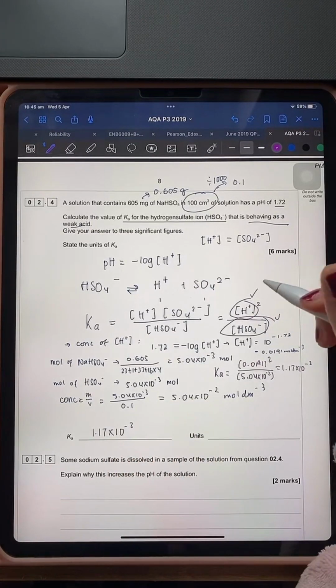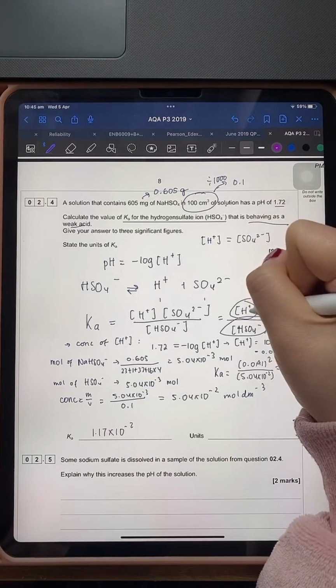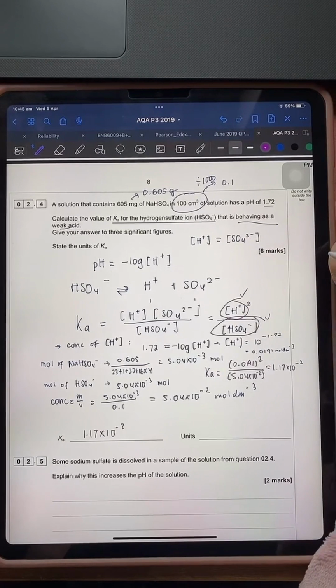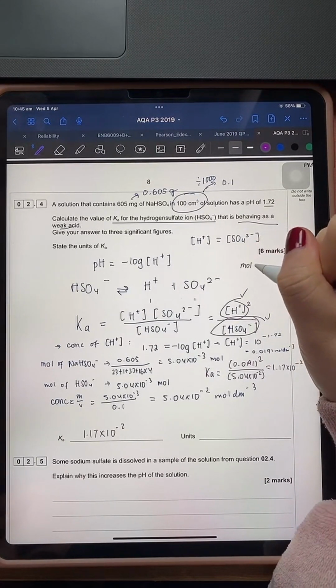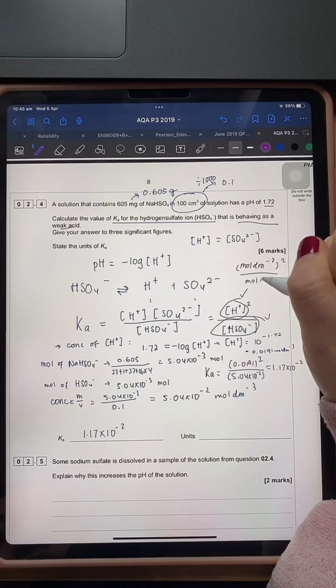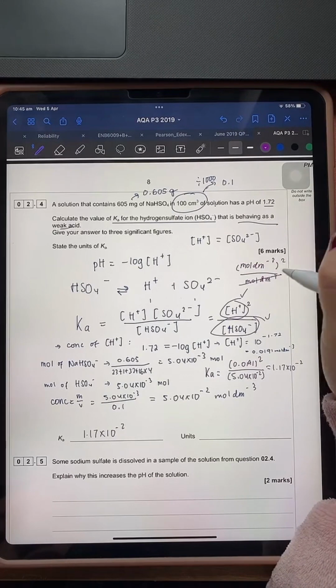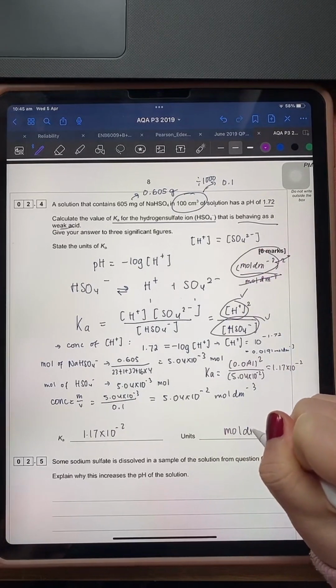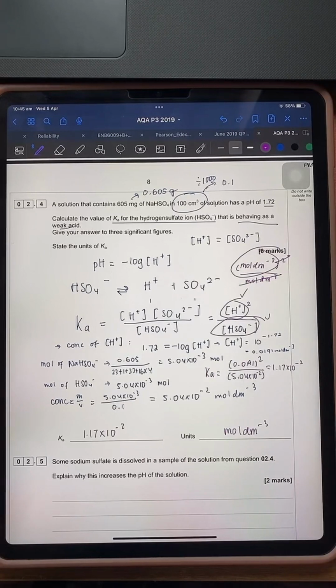Let's check the units now. The units of the H plus is mole per dm cube, so is the HSO4 minus. So then you have mole dm minus 3 squared divided by mole dm minus 3. That cancels the square, you're left with that. So the unit is mole dm minus 3.